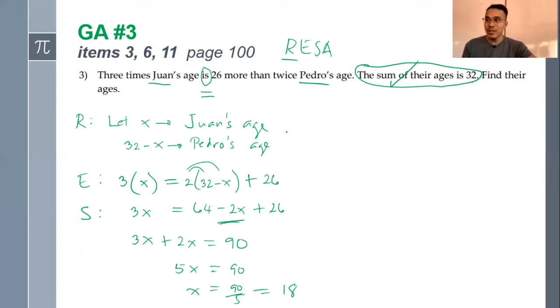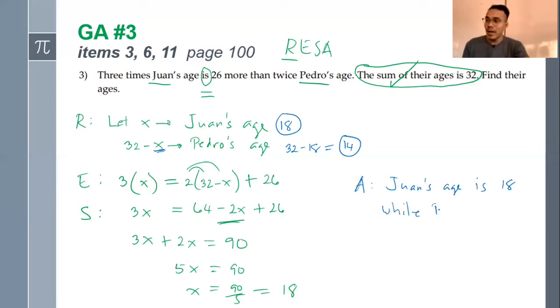So after finding the value of x, we are going to go back to our representation. The x value is 18, which means that Juan's age is 18. Again, the x value is 18. So replace x here with 18 to get Pedro's age. 32 minus 18 is 14. This is Pedro's age. So let's now answer the question, find their ages. We have A. Juan's age is 18, while Pedro's age is 14. Did you get that?